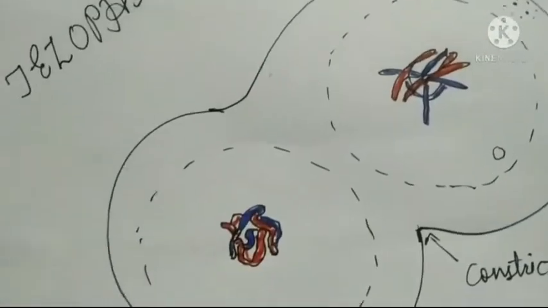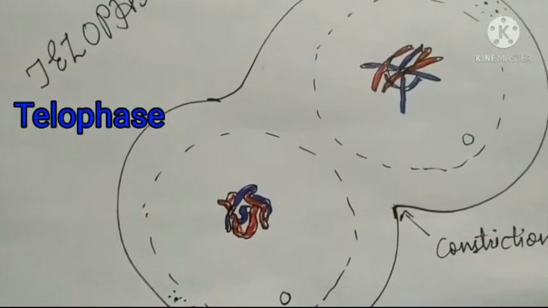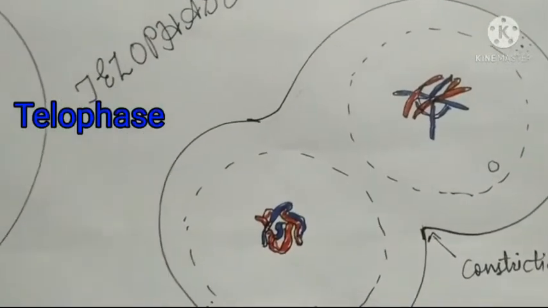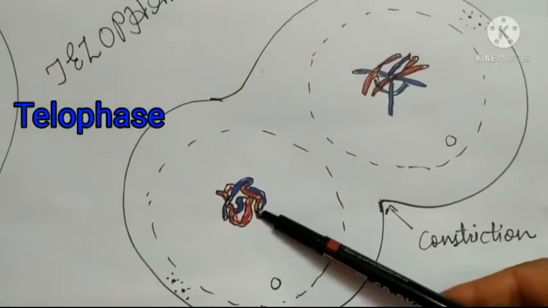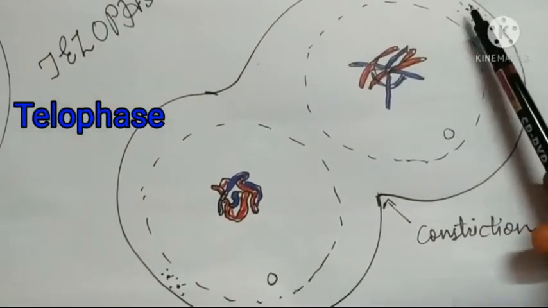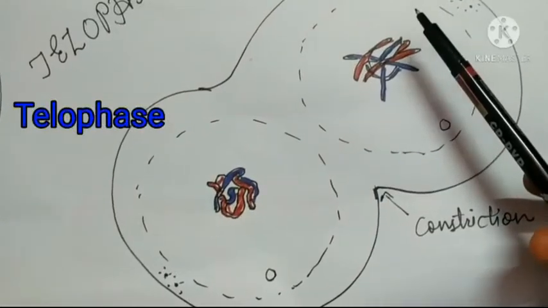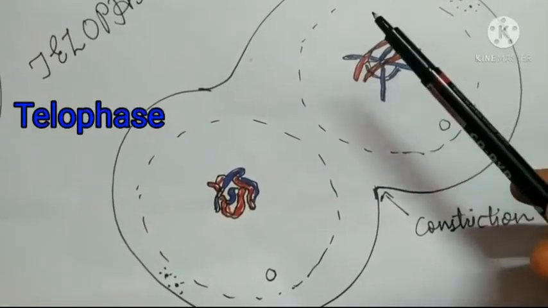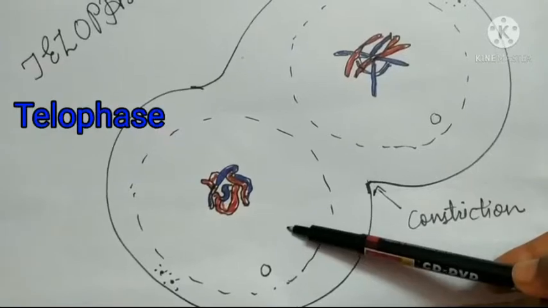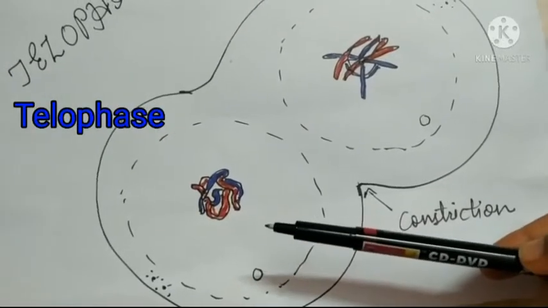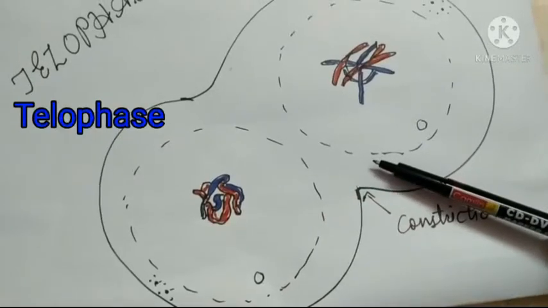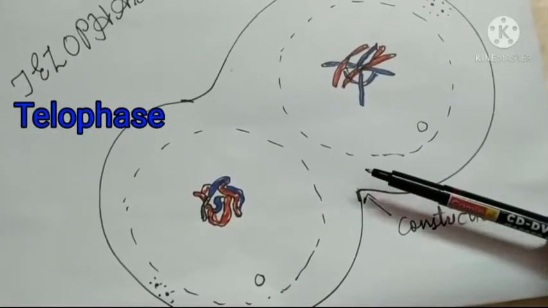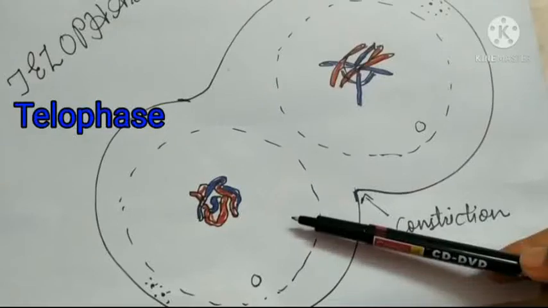The next stage, or the last stage, is telophase. In telophase, you can see that there are 2 nuclei formed. The chromosomes which have reached the opposite poles of the cell now start to decondense, due to which they again become thread-like, thin and invisible. Nuclear membrane is formed, nucleolus also appears, and the 2 daughter nuclei are formed in the cell.